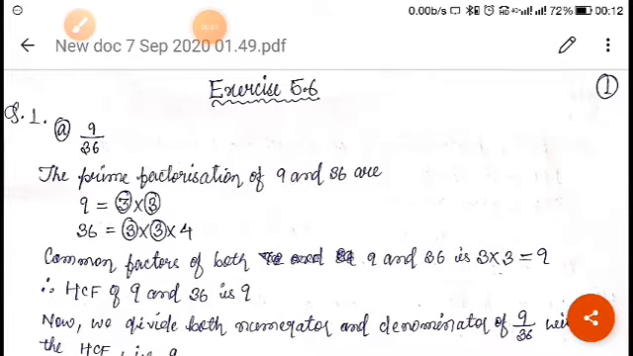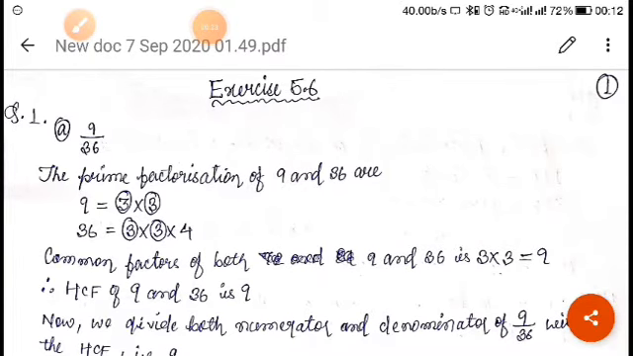Myself Suman Singh. So in the last class we have discussed exercise 5.5. Today we are going to discuss exercise 5.6. But before starting exercise 5.6, let me tell you one thing.